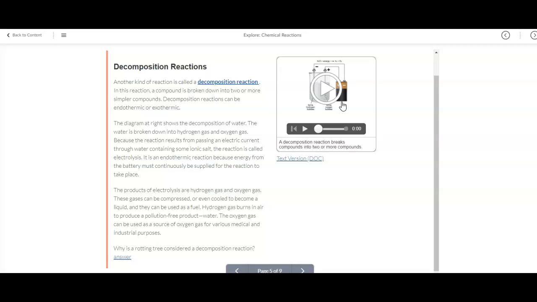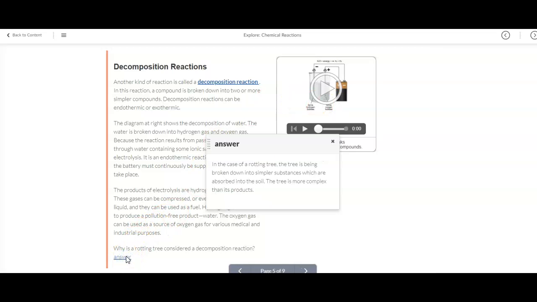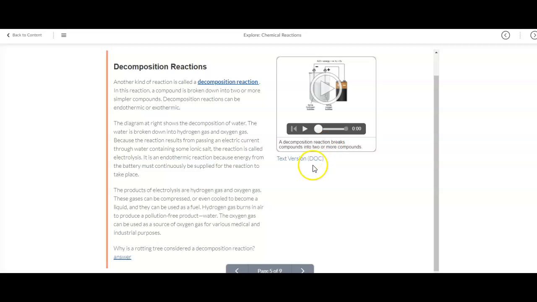So why is a rotting tree considered a decomposition reaction? Okay, you may not have seen a rotting tree before, but you've probably seen rotting fruit. I know that happens at our house quite often when my kiddos don't finish the strawberries or the blueberries for the week. You see that breakdown. So what happens? In the case of the rotting tree, the tree is being broken down into simpler substances which are absorbed into the soil. The tree is more complex than its products. Okay, so it is reacting with the oxygen in the air and breaking down.